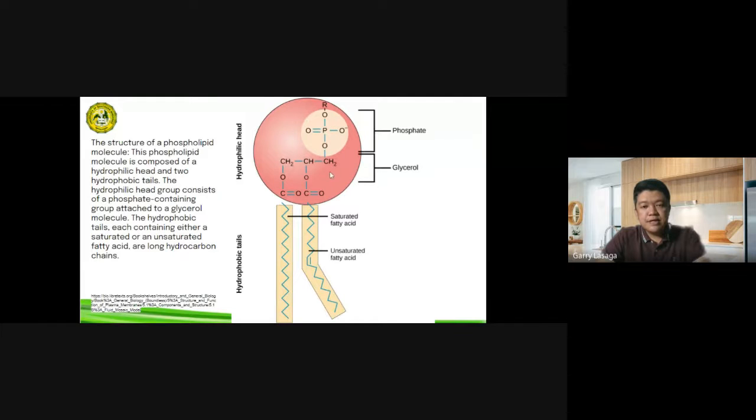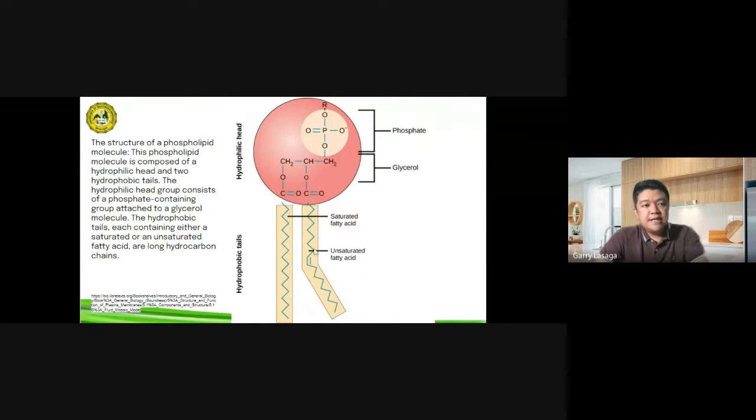So glycerol is a basic unit of our lipids. Lipids are basically composed of two basic components: we have the glycerol and fatty acid. So the tail of the phospholipid molecule is represented by the fatty acid. And as we all know, fatty acids can be saturated or unsaturated.